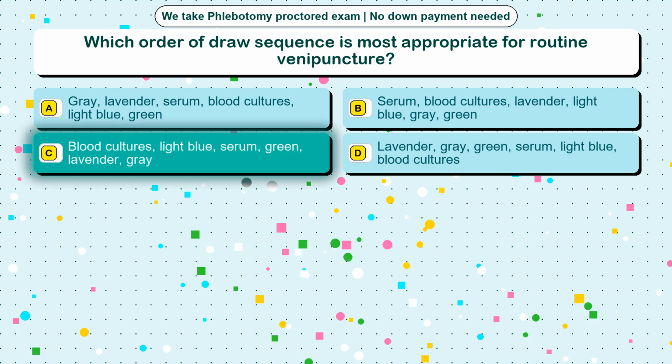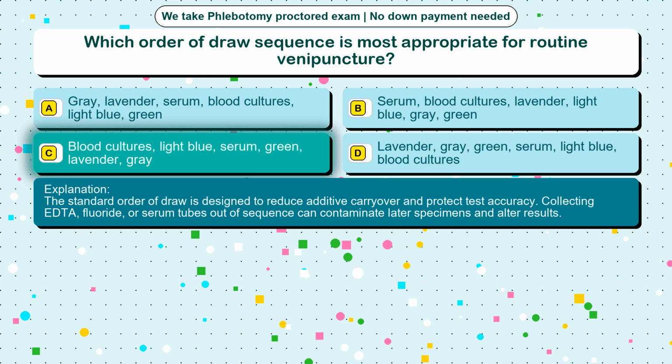The correct answer is option C. Blood cultures, light blue, serum, green, lavender, gray. The standard order of draw is designed to reduce additive carryover and protect test accuracy. Collecting EDTA, fluoride, or serum tubes out of sequence can contaminate later specimens and alter results.